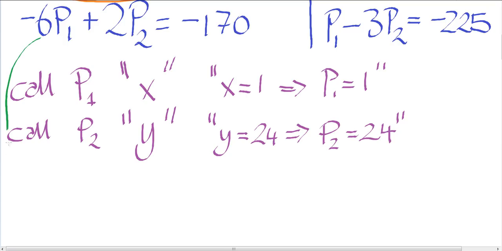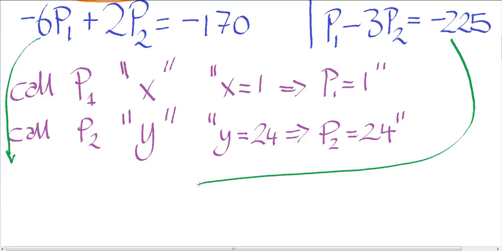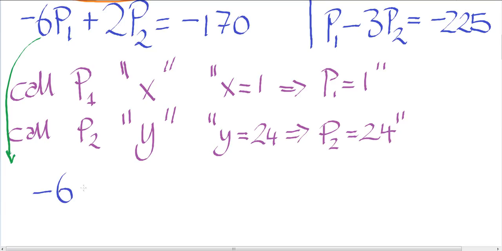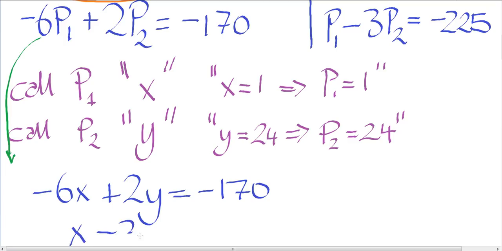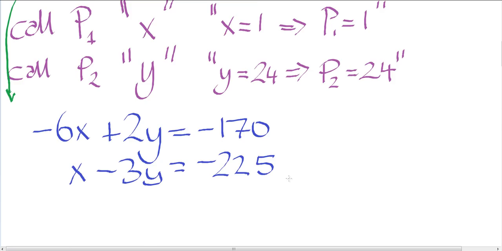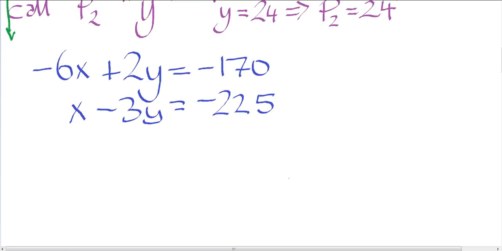I'm going to take this top equation here and take that one down there. So I'll have minus 6x, I'll just go back to the blue, minus 6x plus 2y equals minus 170. And then I'll have x minus 3y. This is the second equation over here. I'm just renaming them from P's. Again, you don't have to. Equals minus 225. Now I'm ready to attack these simultaneous equations.